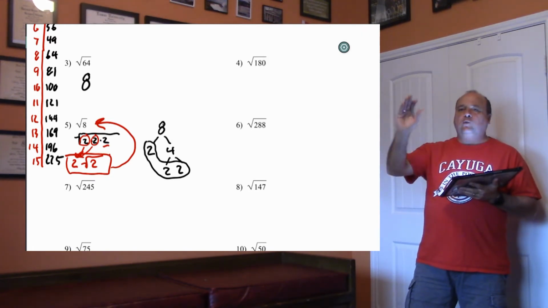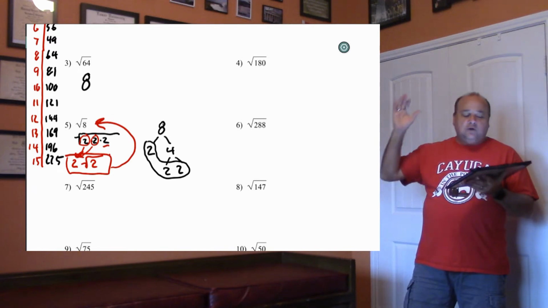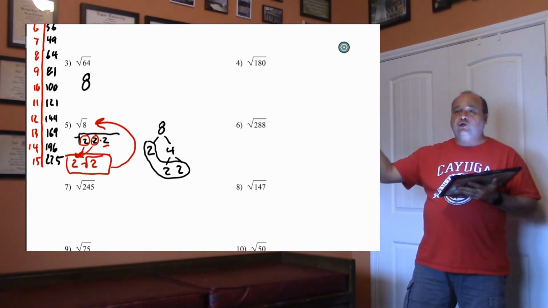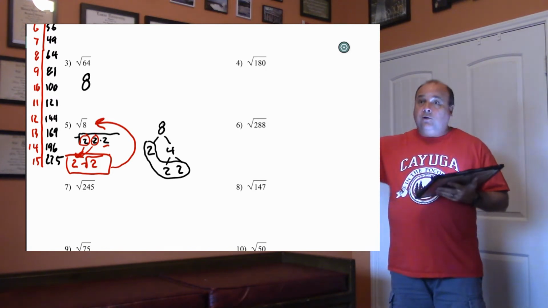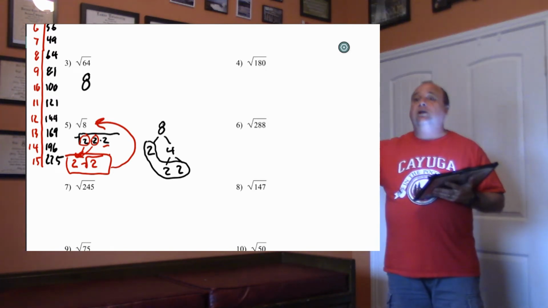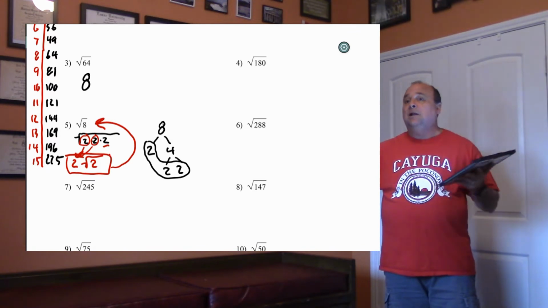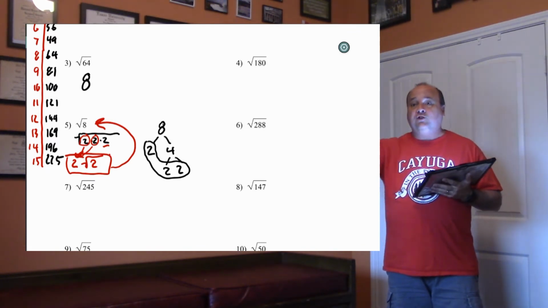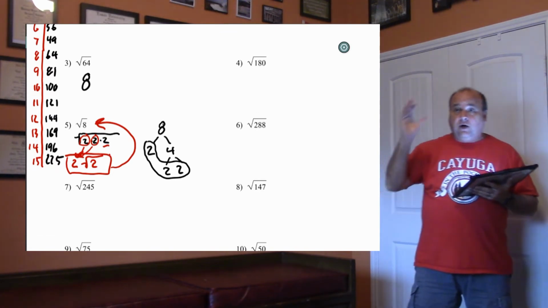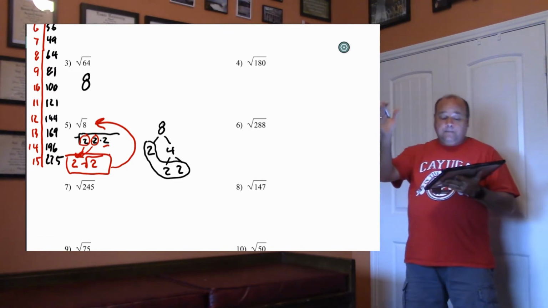So you won't write the square root of 8 as like 2.8. You're just going to write it 2 square root of 2. This is a huge concept in geometry. You're going to have to get this down in geometry because when you do the Pythagorean theorem, let's say you get the square root of 20, you won't write that as 4.4. You'll write it as 2 square root of 5. Very important.